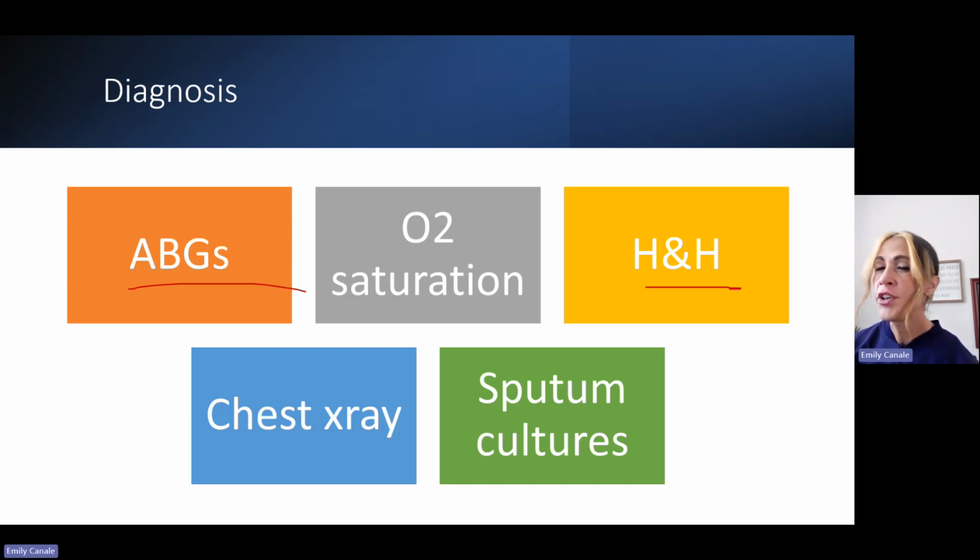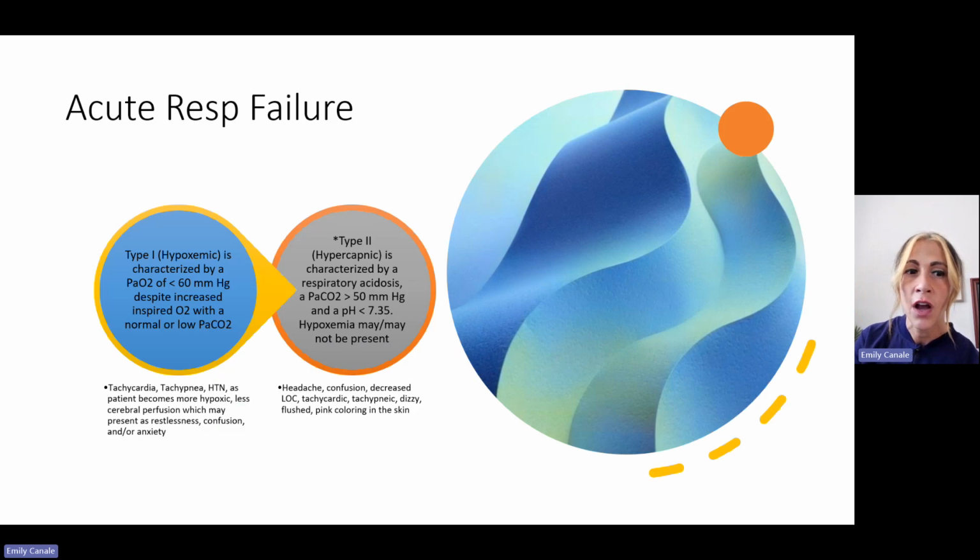So again, what are you going to see here? You're going to see different signs and symptoms depending on what they have, so I'm going to go back to the prior slide, because underneath here we have the signs and symptoms listed. If they're hypercapnic, so that CO2 is high, that's when you see symptoms like headache, confusion, decreased LOC, and they're sleepy. They could also have tachycardia, they're going to be breathing fast, they might be dizzy and flushed, and they could have a pink coloring to the skin.